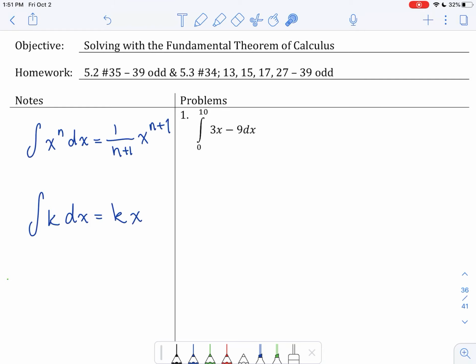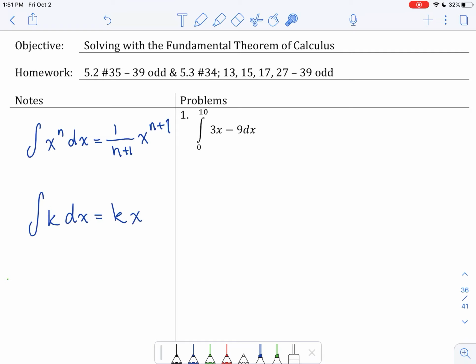And I would have you remember that the integral of x to the n dx is equal to 1 over n plus 1 times x to the n plus 1. And if we have a constant, that integral is kx. Hopefully this feels pretty familiar.